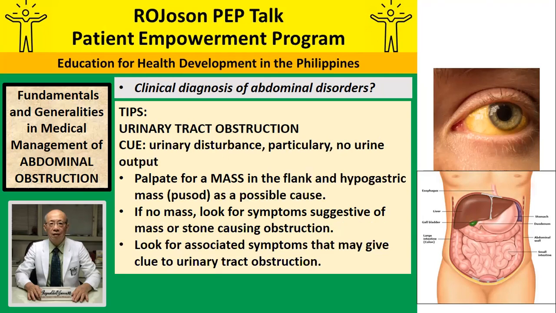For urinary tract obstruction, again, the first thing to do is to palpate for a mass. If there's a mass, then think of it as a possible cause. If there is no mass, then you look for signs and symptoms that will suggest it. Because if you don't palpate any mass, it does not rule it out. It may be too small. So you still have to look for symptoms that might suggest a mass or a stone causing the obstruction, and look for the associated symptoms, which may give a clue to the urinary tract obstruction.